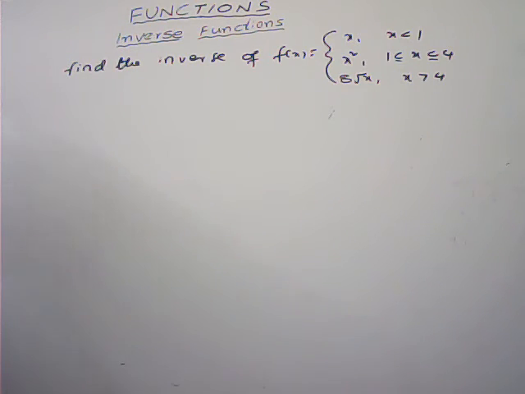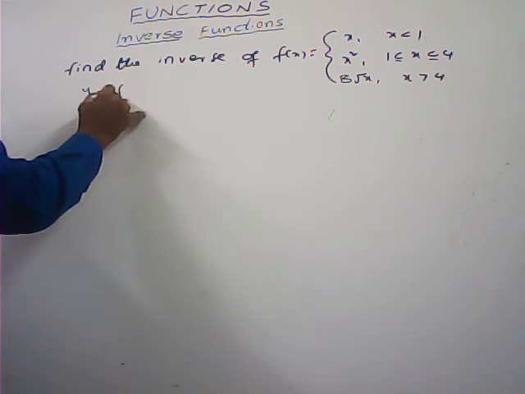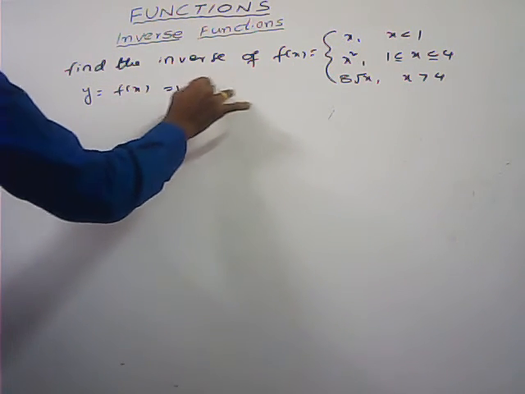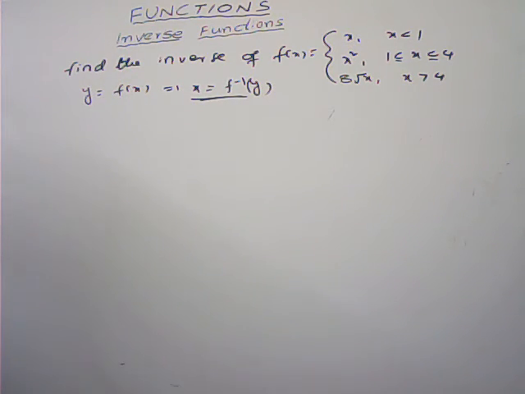Next one, find the inverse of f of x equals x if x is less than 1, x square if x lies between 1 to 4, and 8 root x if x is more than 4. See, here we have to find only the inverse of the function. Here there is no need to verify one-one and onto. Maybe that is satisfied. Here they are asking to directly find the inverse of the function. Now for the inverse, let the given function be y is equal to f of x, and x is the inverse of y only. By making x the subject, we say f inverse of y.